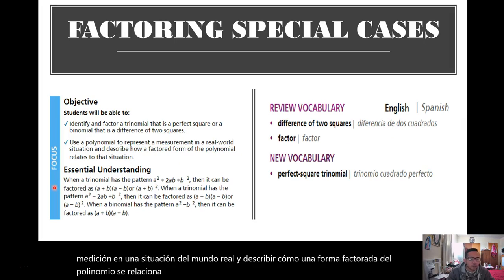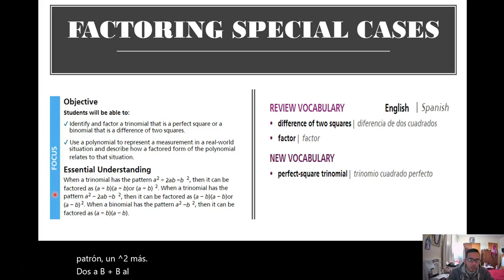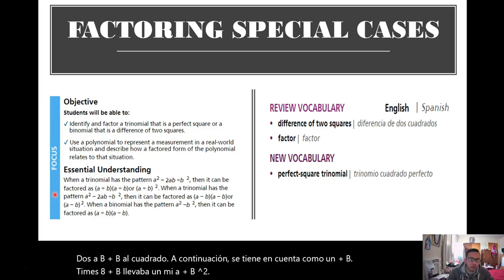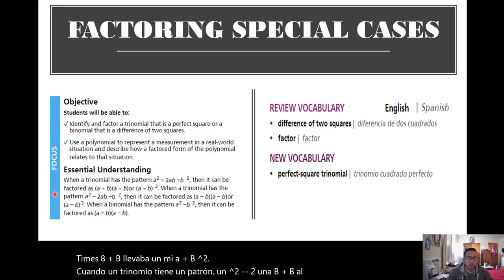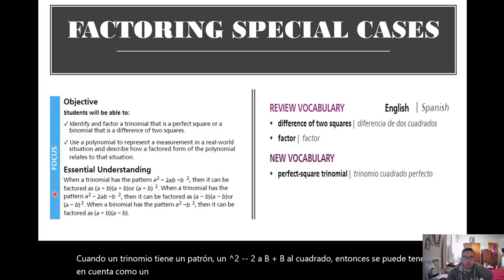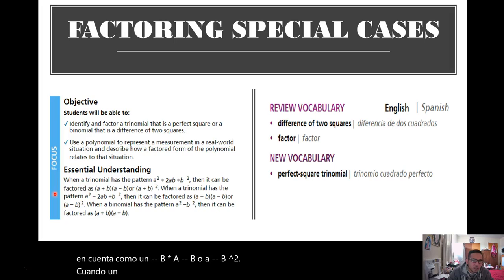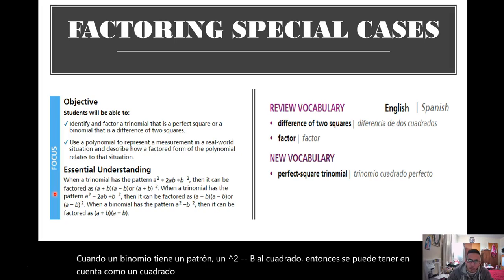Essential understanding: when a trinomial has the pattern a squared plus 2ab plus b squared, it is factored as a plus b times a plus b, or a plus b squared. When a trinomial has the pattern a squared minus 2ab plus b squared, it can be factored as a minus b times a minus b, or a minus b squared. When a binomial has the pattern a squared minus b squared, it can be factored as a plus b times a minus b.